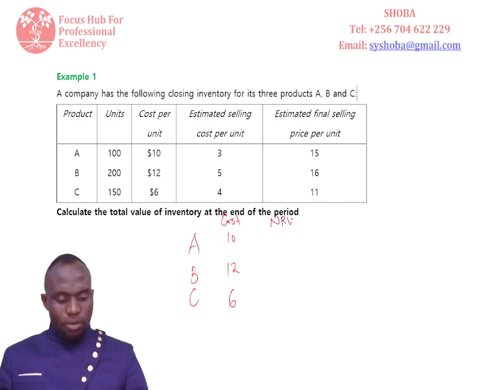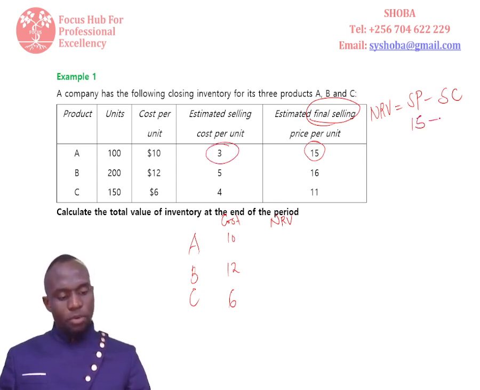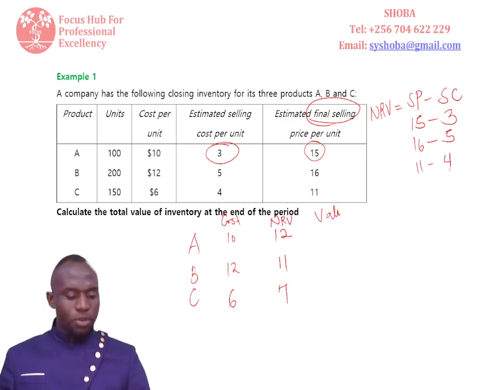Then we need to find the net realizable value, and we said net realizable value is selling price minus selling costs. Now the estimated final selling price they are giving us is 15, but before we get 15 we have to put in $3. So net realizable value will be 15 minus 3, which gives us $12. And for B it is 16 minus 5, which gives us $11. And finally for C it is 11 minus 4, which gives us $7. Now the valuation, the standard says we should value at the lower of the two. So the lower for product A is the cost, which is 10. For B it is net realizable value 11, and for C it is cost, which is 6.